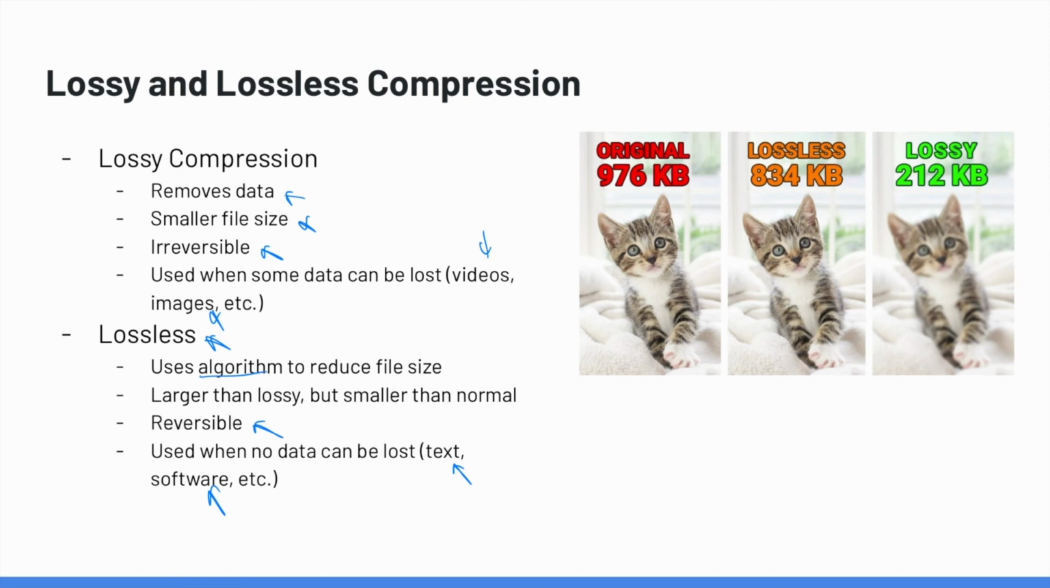So as you can see right here, if you have an image with an original file size of 976 kilobytes, with lossless, we might get down to 834 kilobytes. With lossy, we might get down to 212. But the trade-off for that is going to be the fact that we have a lower quality image. So you can kind of see how it's blurred.